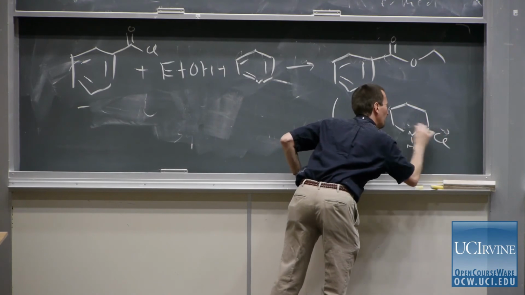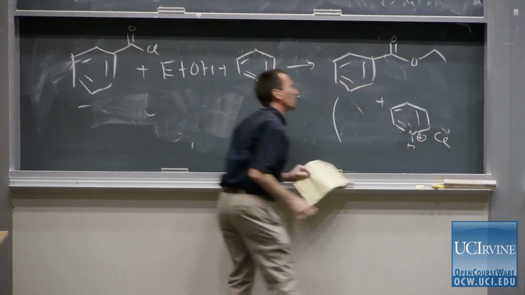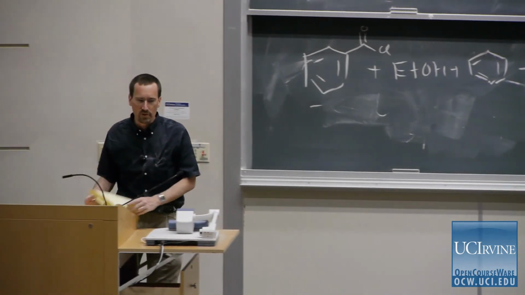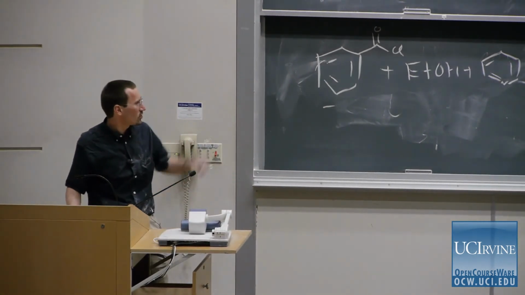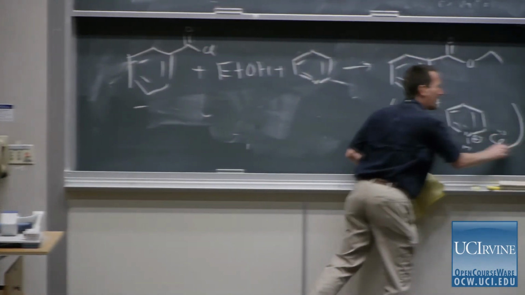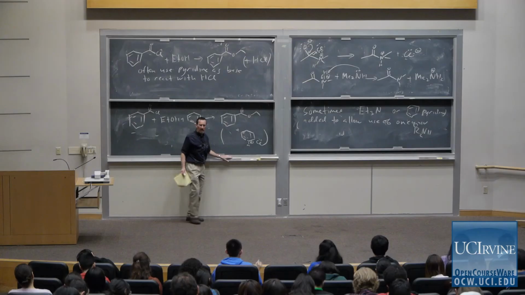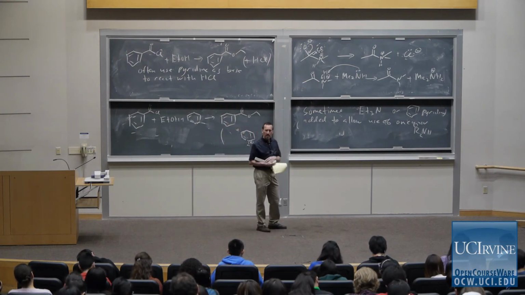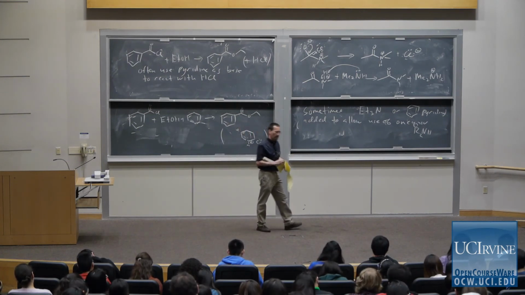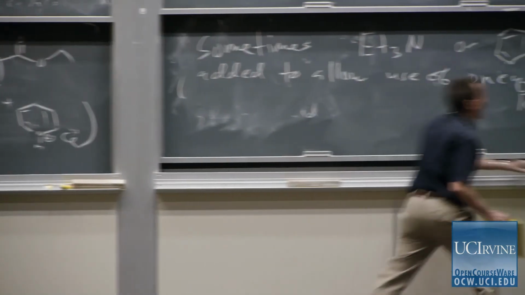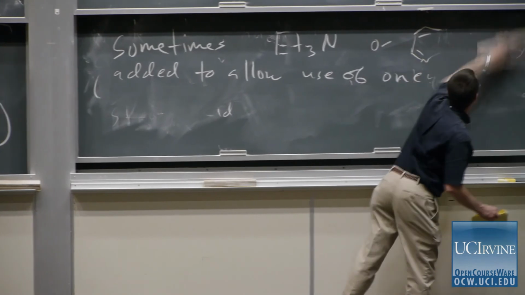And on a preparative level, in the laboratory, you would probably carry out an aqueous workup in a separatory funnel in which you would extract the ethyl benzoate into the organic phase. You would wash away the pyridinium hydrochloride salt in the aqueous phase, and then you would dry your organic phase over magnesium sulfate and filter and concentrate to get your ethyl benzoate.